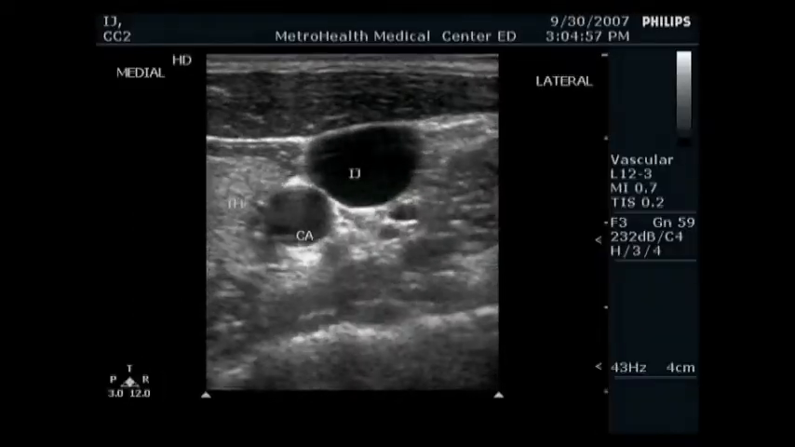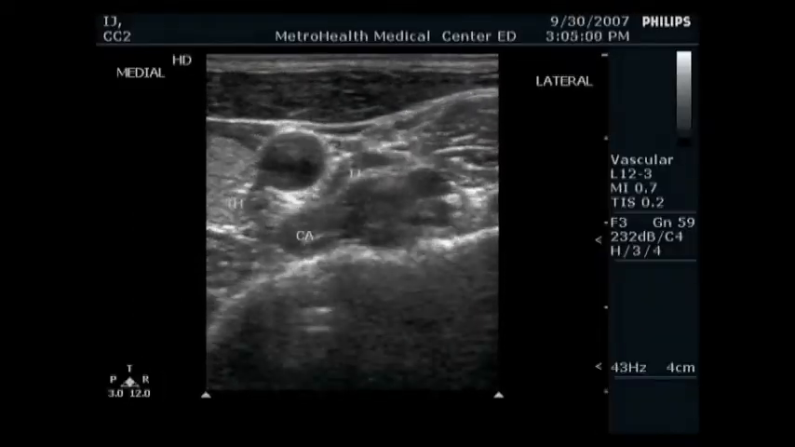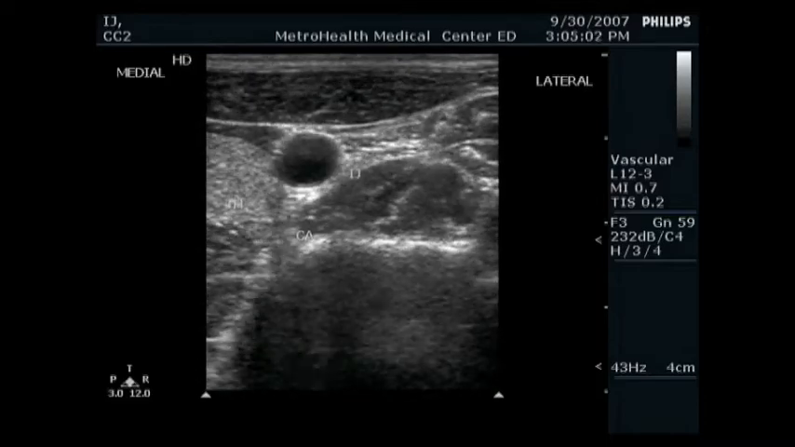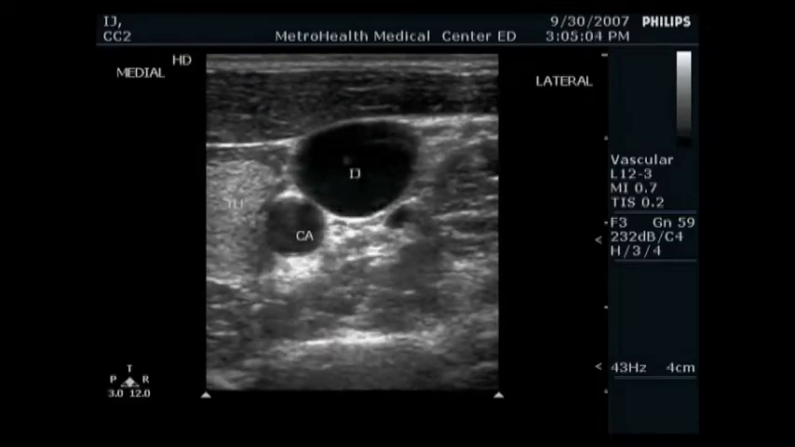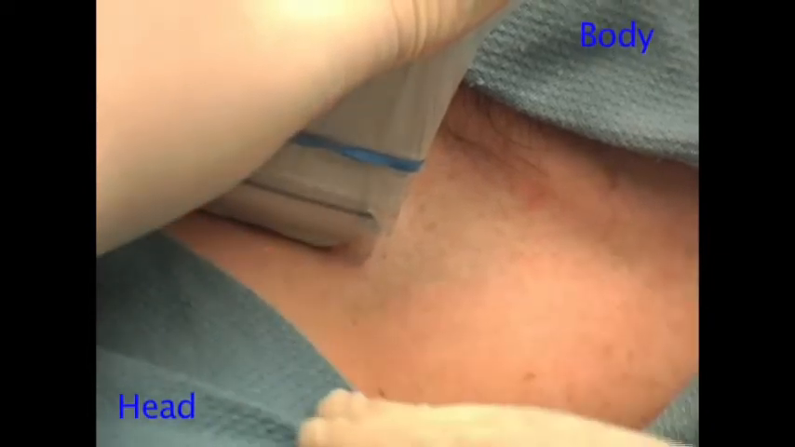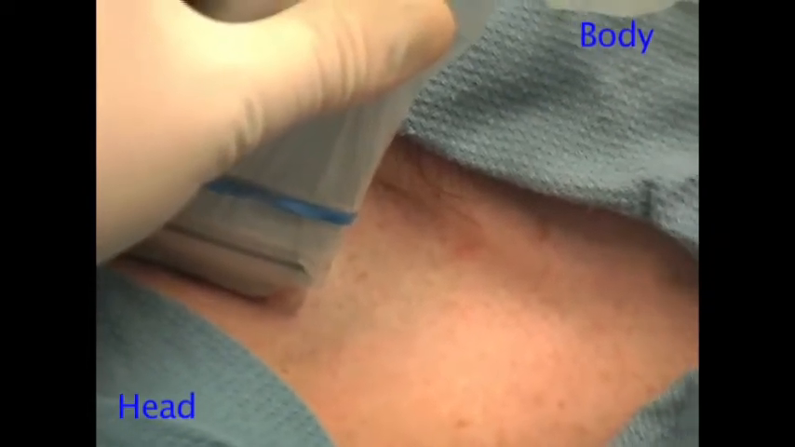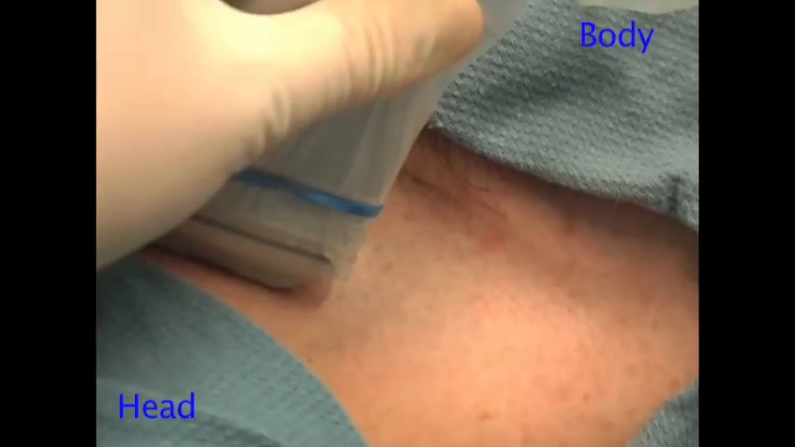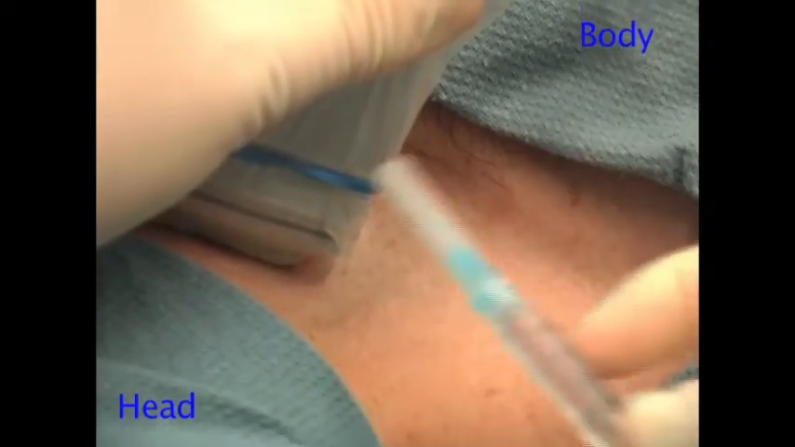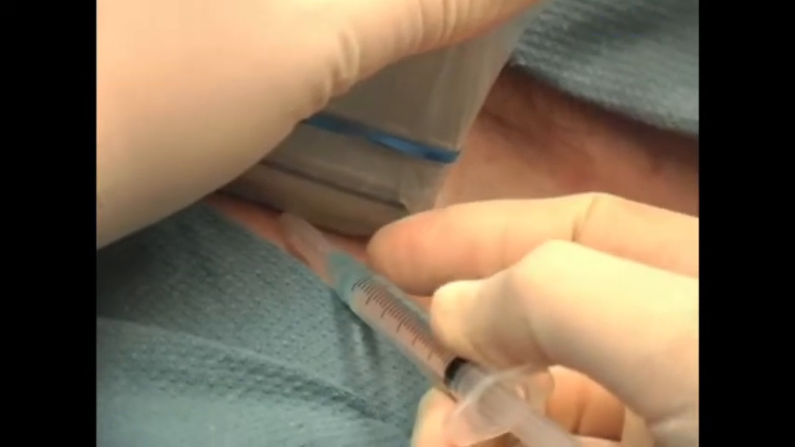Don't press too hard on the transducer. Even slight pressure will compress the vein and make access very difficult. For the middle approach, the transducer is positioned so that the vessel is in the center of the screen. The skin just above the transducer is depressed with a capped needle just to mark the position of entry.